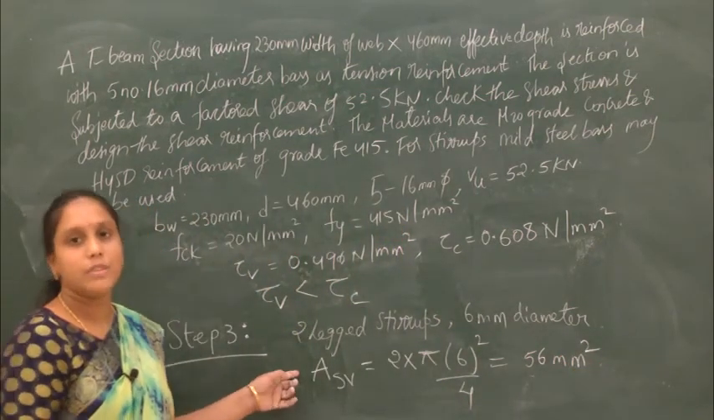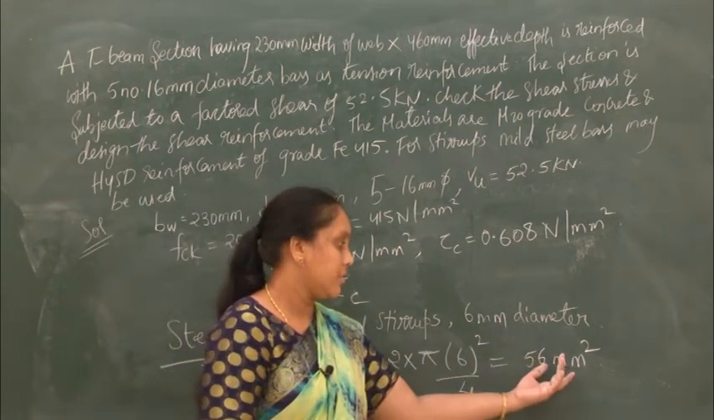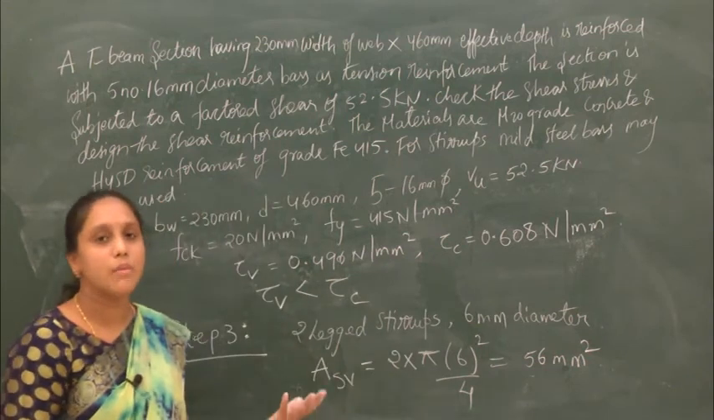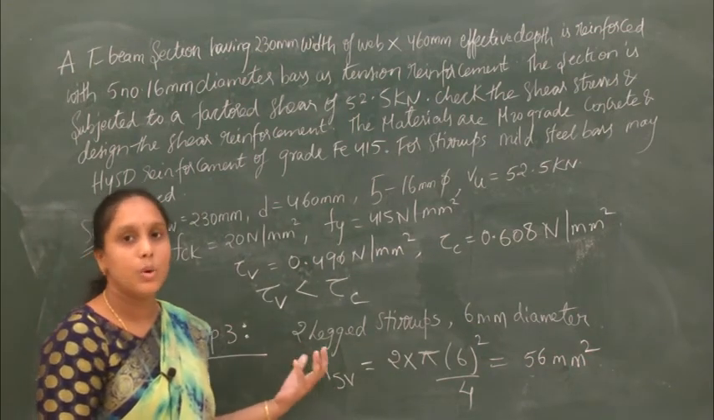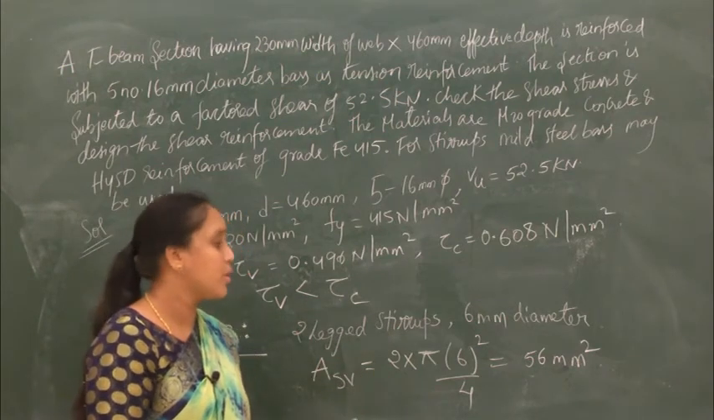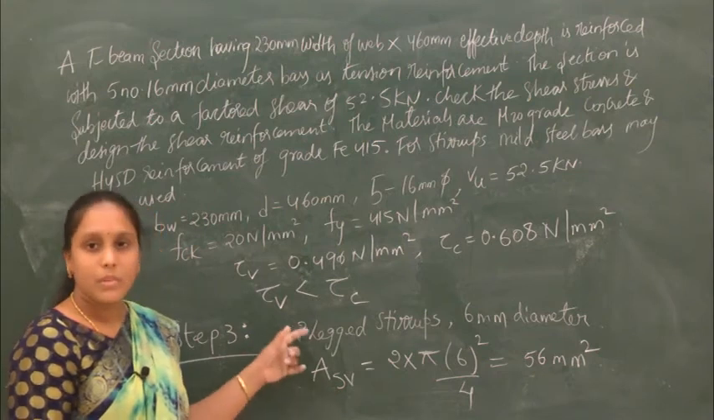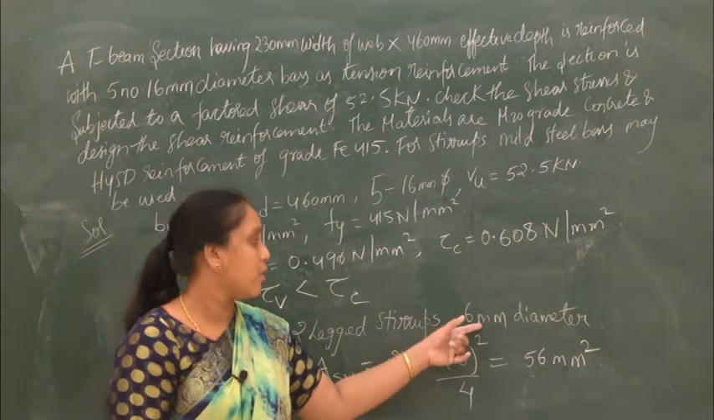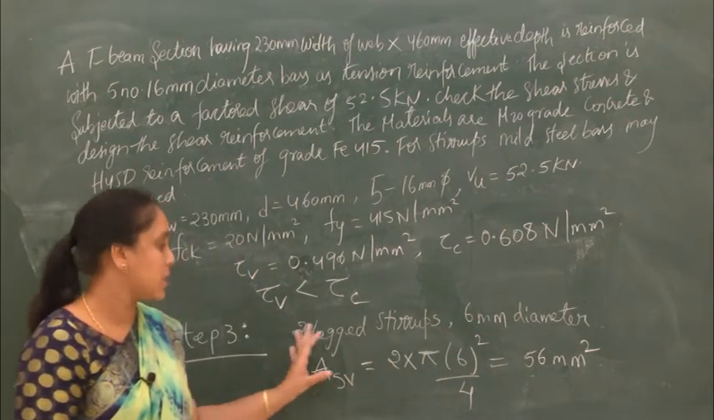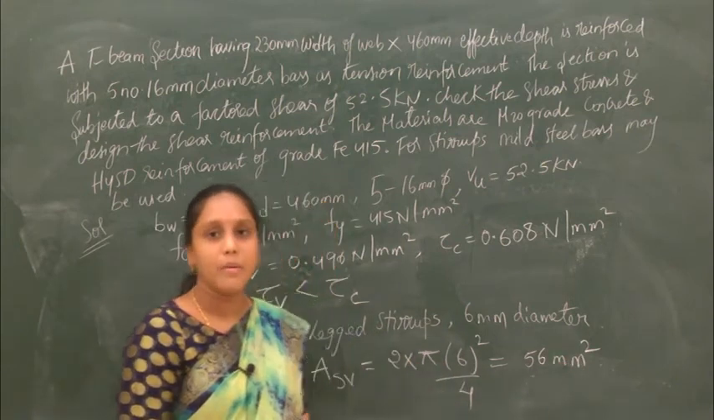So the area of the vertical stirrups that you are providing here is how much? It is 56 mm square. In the previous sessions we have discussed that mostly we are going to use vertical stirrups, so the design also we are going to consider for the vertical stirrups itself. So here I have provided a two-legged stirrup with the dia of the stirrup being 6 mm, and I have got the area of the stirrups as 56 mm square.